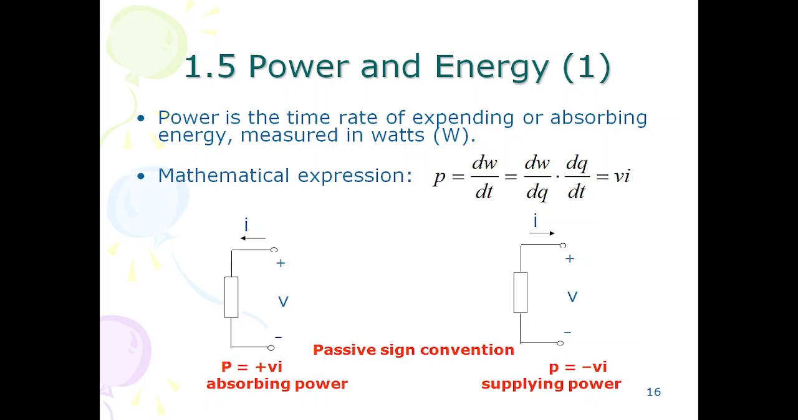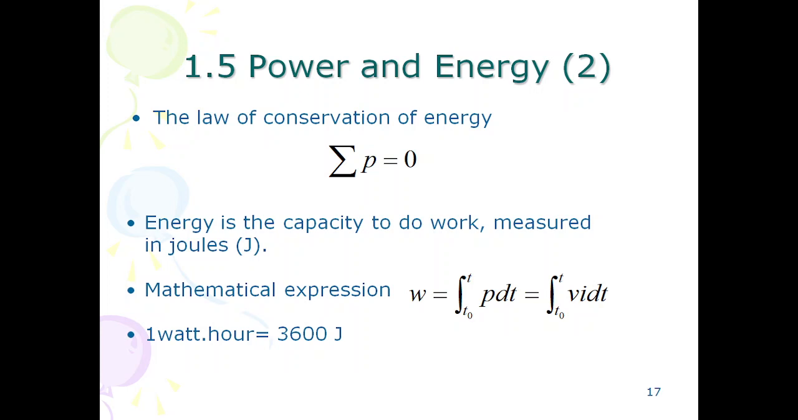Other formulas are: if we substitute the value of voltage, then P is equal to I square R. If we substitute the value of the current in VI, then the formula is V square over R. In passive sign convention, we use a negative sign for power supplied and a positive sign for power absorbed. The law of conservation of energy states that the sum of power is equal to 0.